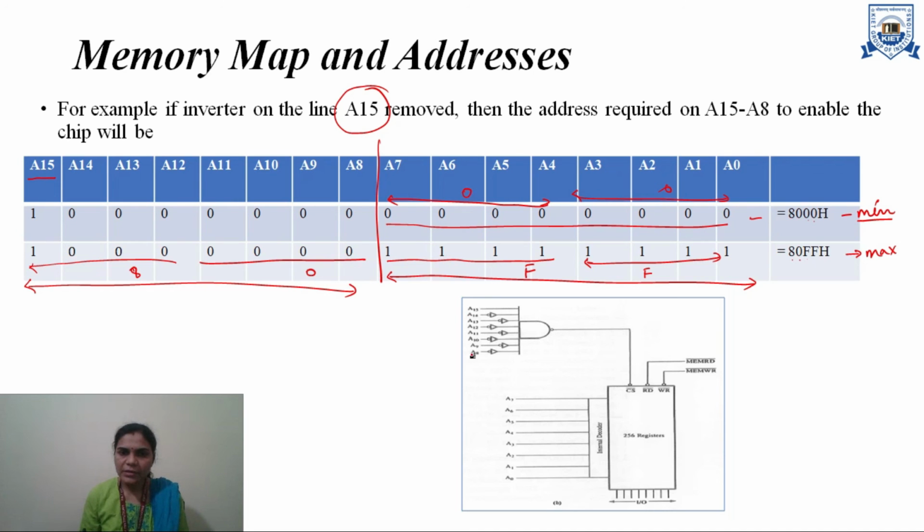Here in this diagram, as you can see, we removed the inverter from the A15 line. We make it logic 1 or logic high, and this is the fixed logic, and this chip selection hardware will be used to select a chip. Here we have taken the example of one address line. We can have more address lines at fixed logic, and then we can accordingly make the memory address map.